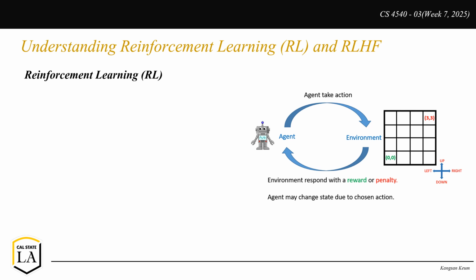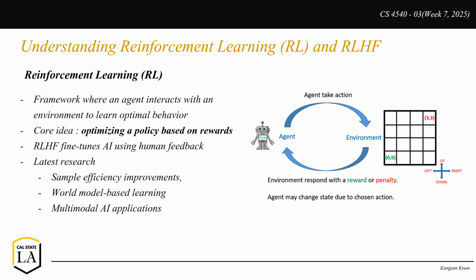Reinforcement learning is a framework where an agent interacts with an environment to learn optimal decision-making strategies. Unlike traditional supervised learning, where models learn from labeled data, RL allows AI to learn by trial and error, receiving rewards for good decisions and penalties for bad ones. This technique has led to breakthroughs in fields like autonomous driving, game AI, robotics, and personalized recommendations.